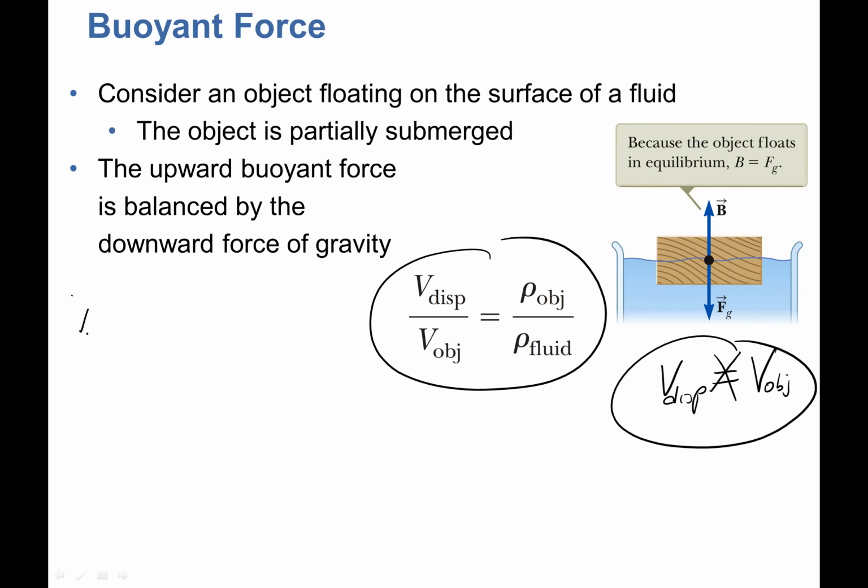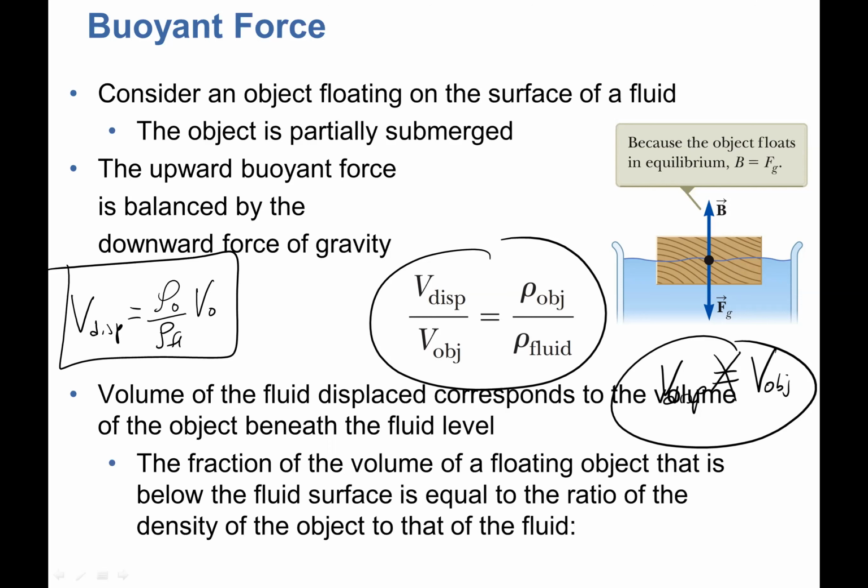That means you can say V displaced is equal to density of the object over density of the fluid times volume of the object. And that's a ratio, then the equation will give you how much water was displaced. And it's not equal to the object volume anymore. So sometimes it's a fraction. Sometimes you see just a little bit and then most of it may be inside.